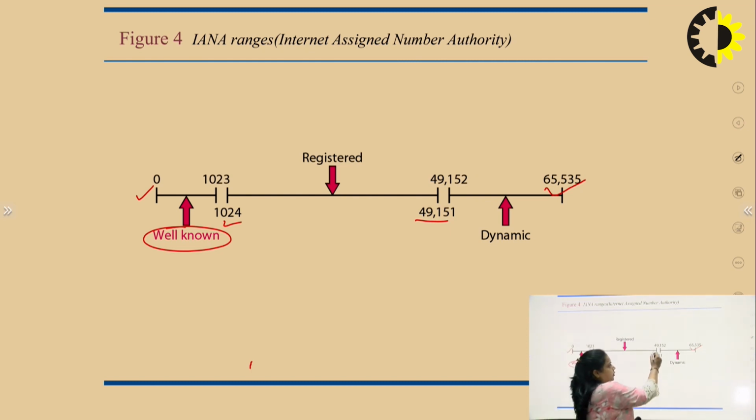Then after that, 49,152 to 65,535. This particular range is called dynamic port numbers, which can be used by anyone on a temporary basis, right? It can be assigned or controlled by authorities, so it can be assigned to any individual. These are called port numbers. Particularly, this range is decided by the IANA, which is called the Internet Assigned Numbers Authority.